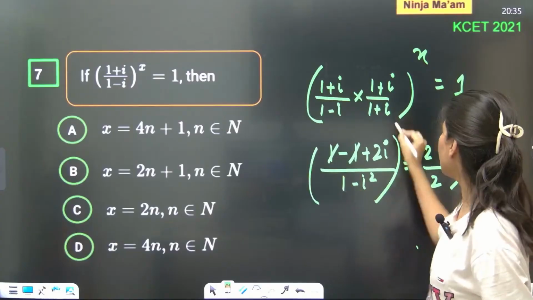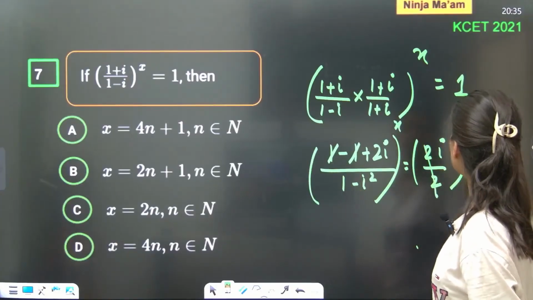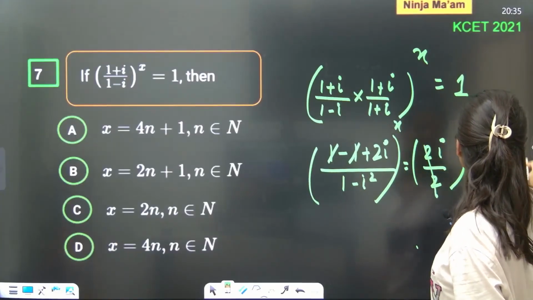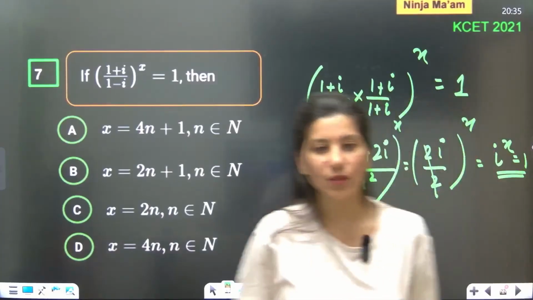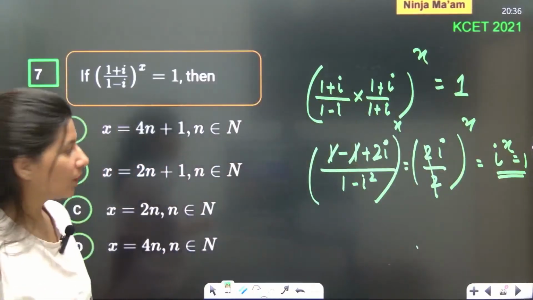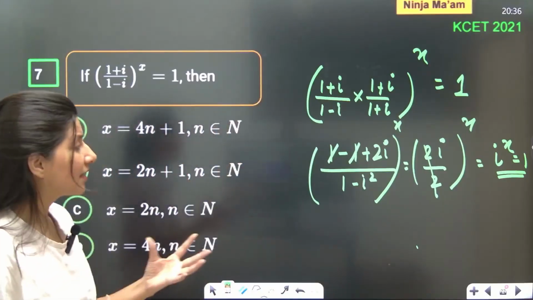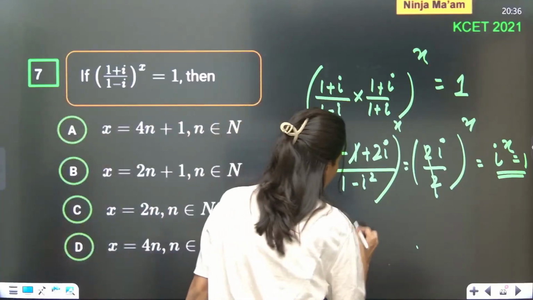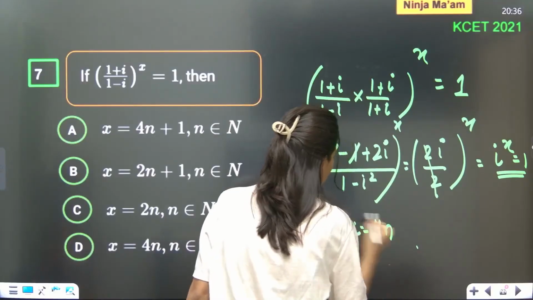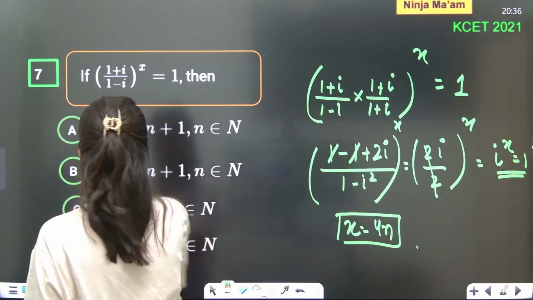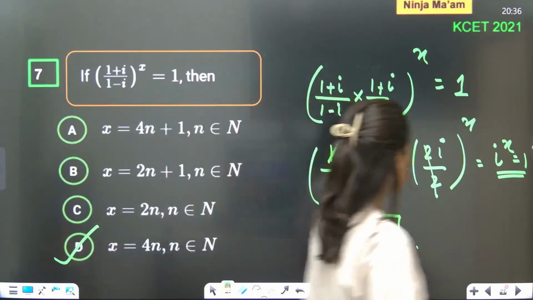Power x is right here. 2 cancels, iota power x is nothing but 1. Iota power x is 1. Okay? Iota power x is 1. Tell me, what should be the value of x? Obviously, x should be a multiple of 4. Then only it will be 1. See, option D is absolutely right.